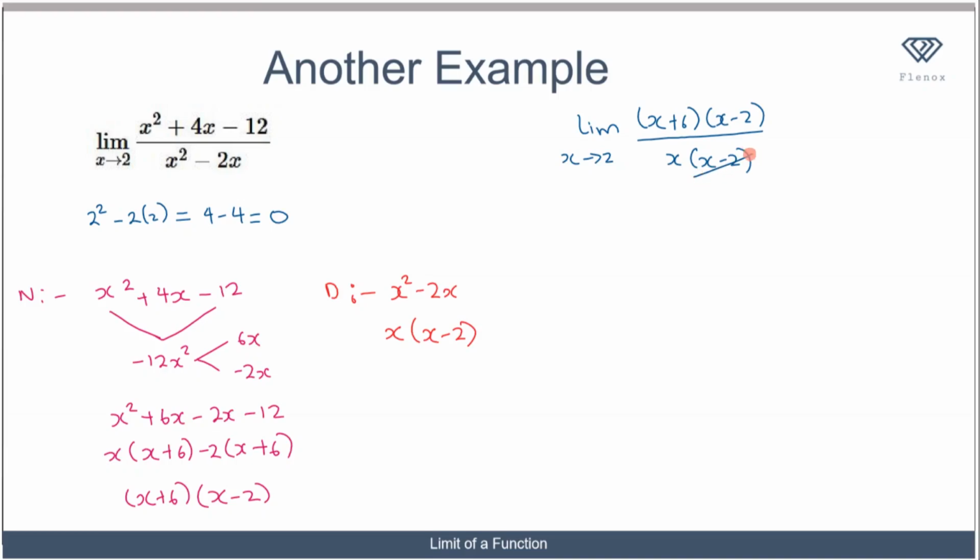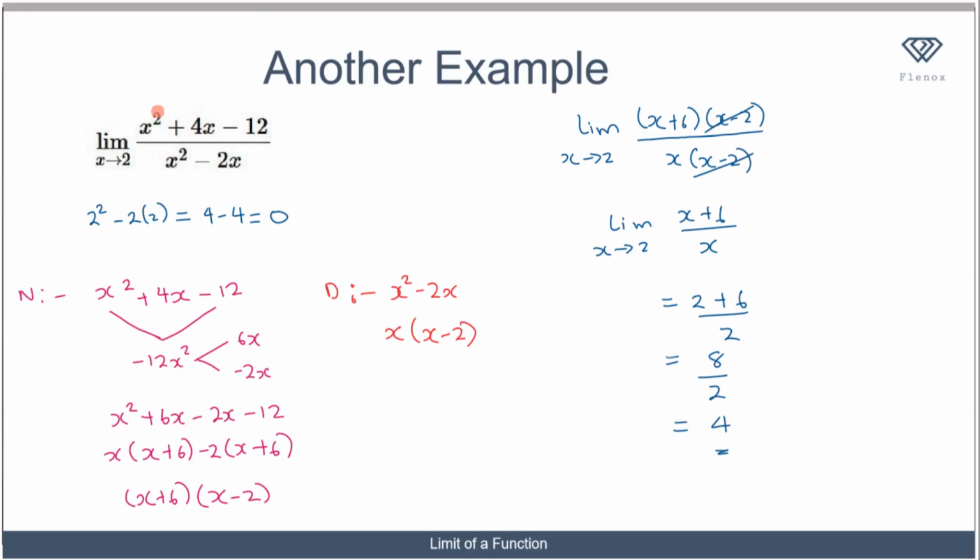Now as you can see, x minus 2 cancels x minus 2, and I'm left with the limit of x plus 6 over x as x tends to 2. Now I can substitute the value of 2 here without having the denominator as 0. So this becomes what? 2 plus 6 over 2, and that becomes 8 over 2, and that results in what? 8 divided by 2 is what? Is 4. So the limit of this function as x tends to 2 is equal to 4.